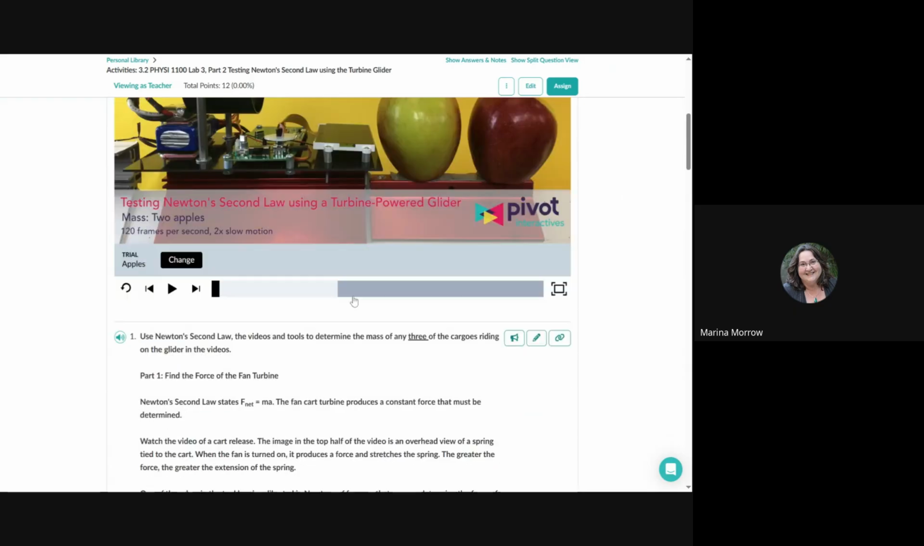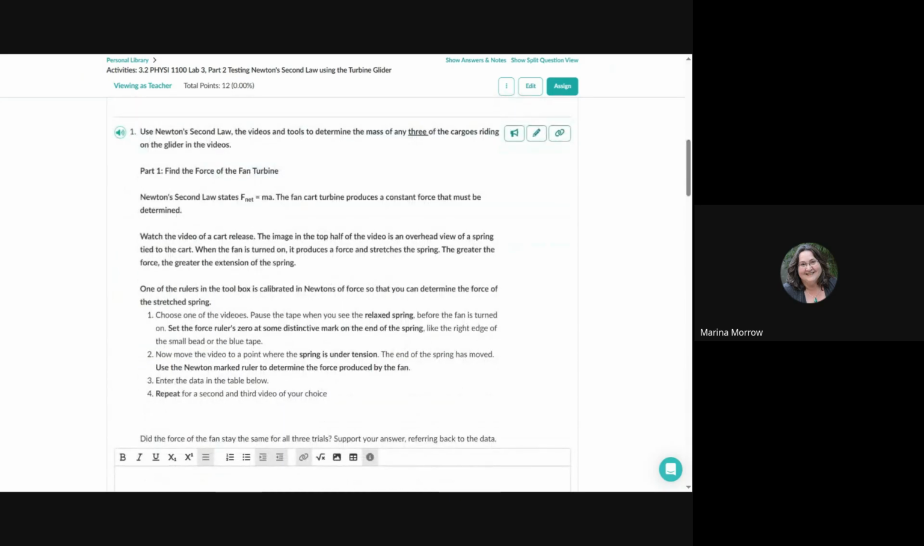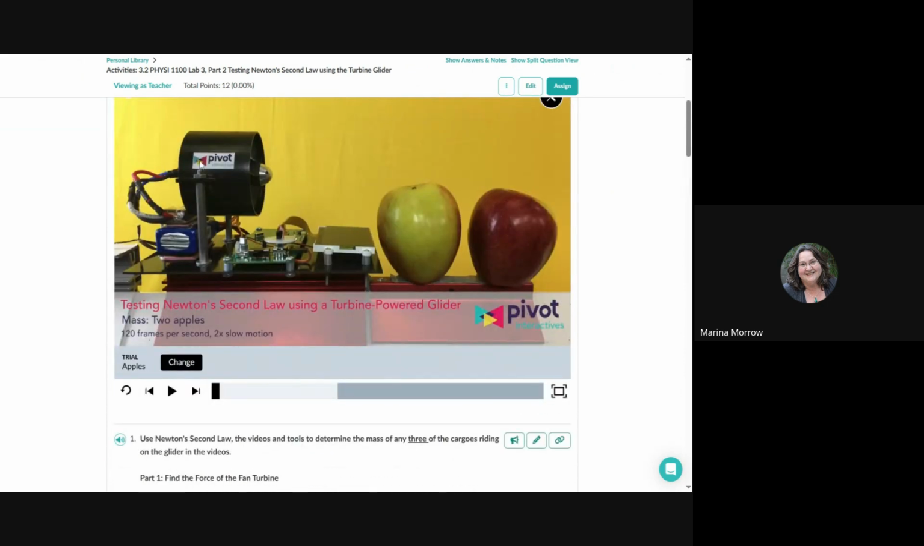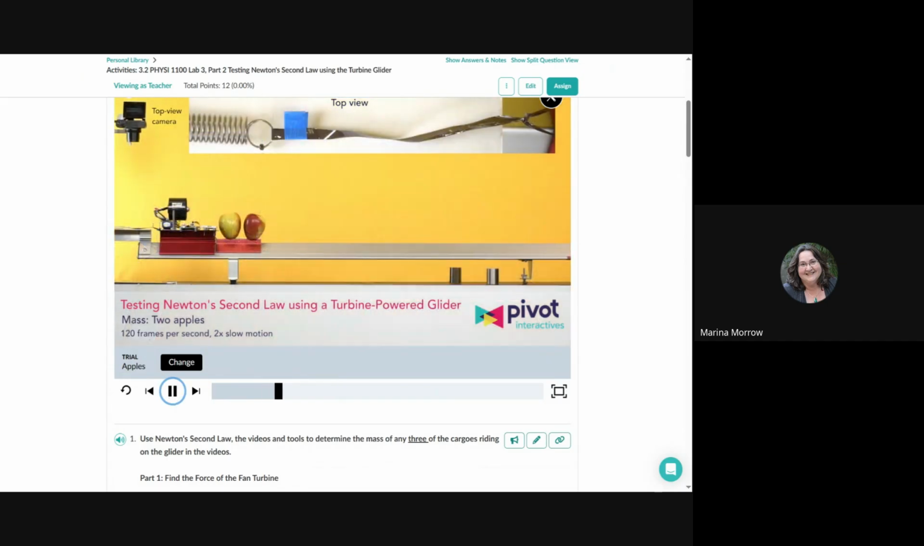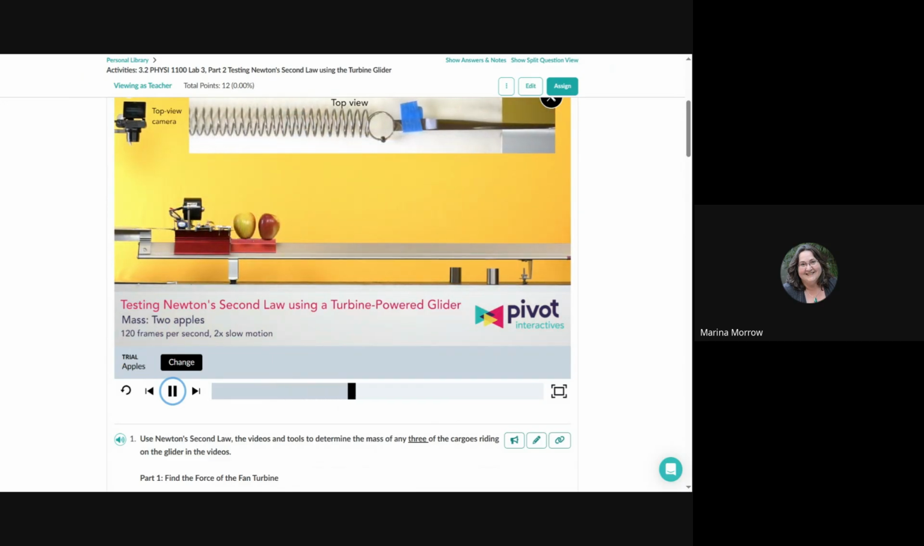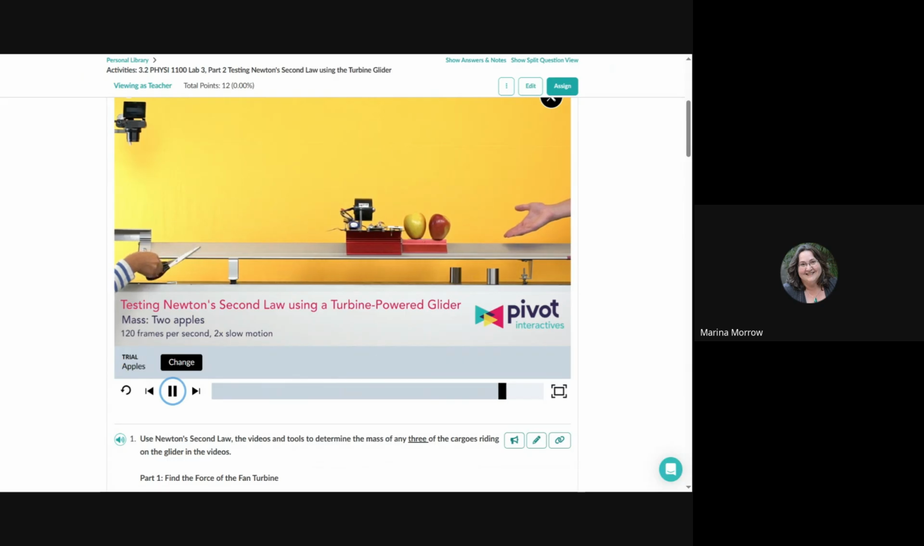All right, now in your instructions, one of the things is that you're going to need to measure a force. The force is being provided by the fan cart. So the turbine is producing a constant force. The turbine's going to blow air out to the left, and that will push the cart to the right. So let's watch that. Now you'll see that you get a top view here. Here's a scissors cutting the tape, and the cart moves.